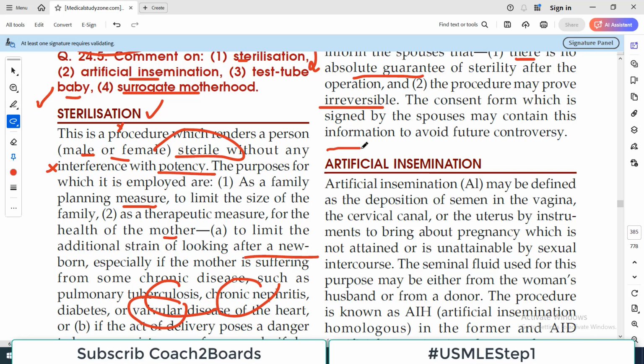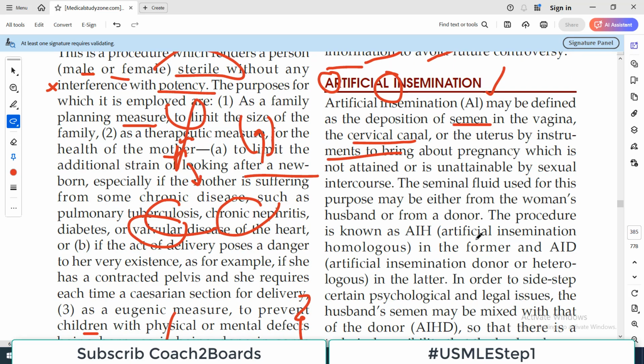Okay? Now, artificial insemination, AI is not artificial intelligence here, okay? This is artificial insemination. It is defined as the deposition of the semen in the vagina and the cervical canal or the uterus by instruments. So, if the male is absolutely impotent, but he is still producing sperm, taking those sperm and artificially putting them into the female's parts is known as artificial insemination, okay?